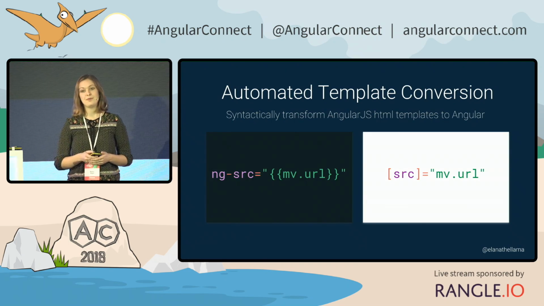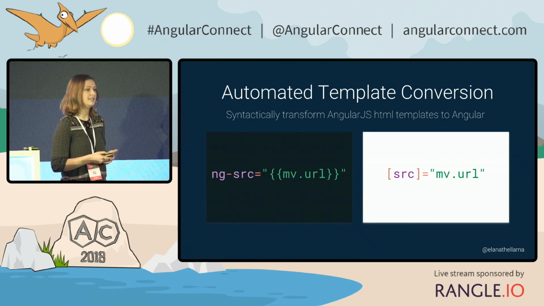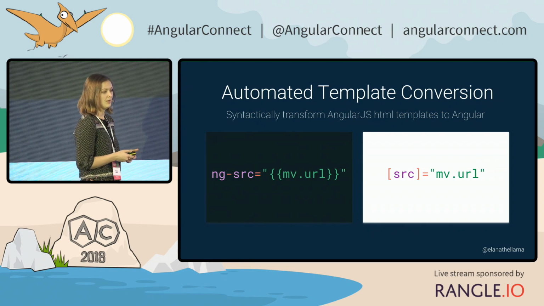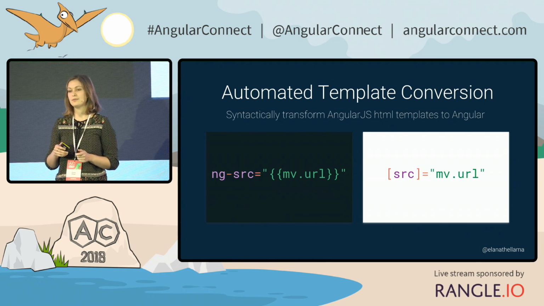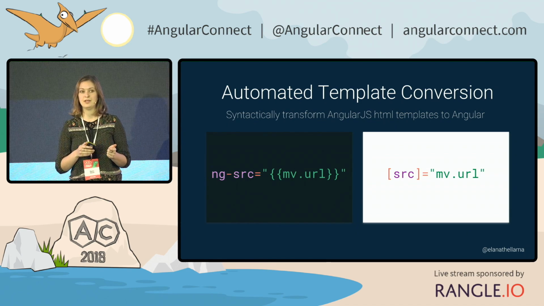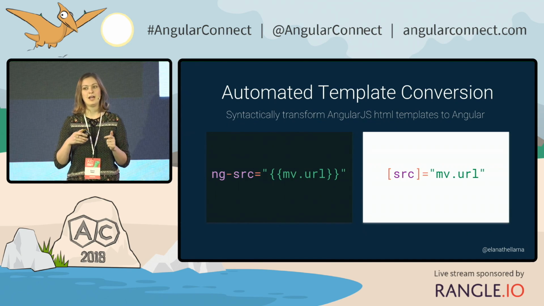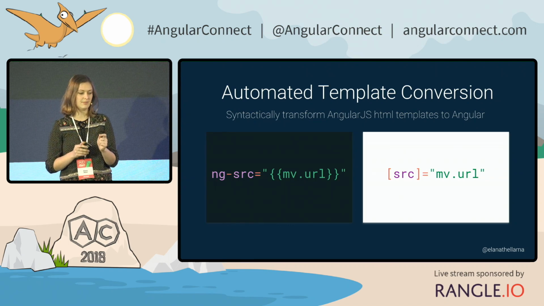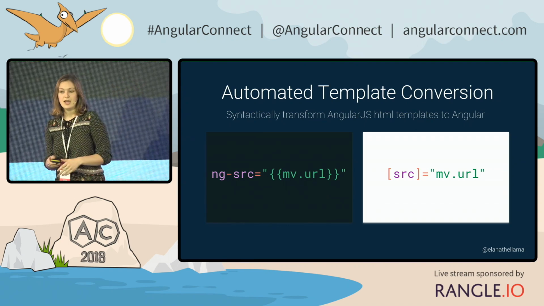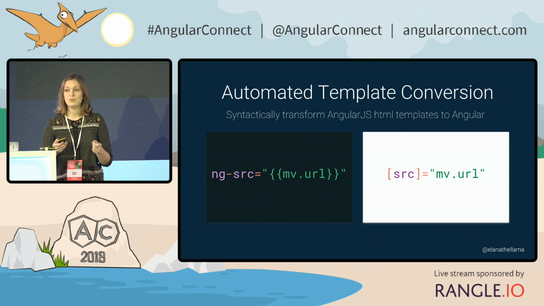A very popular request is an automated template conversion tool. There's an API that we're going to use that syntactically transforms your AngularJS HTML templates to Angular compatible HTML templates. So all those little directives you had to just slightly modify, like ngSource. Now this template conversion tool will do it for you.